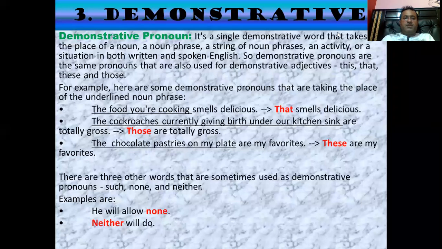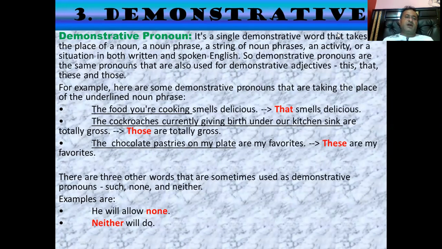Now there is often some confusion about what is a demonstrative pronoun and a demonstrative adjective. This arises from the fact that the same words are used for both, the most popular being this, that, these, and those. Basically, the only difference between the demonstrative pronoun and demonstrative adjective is that a demonstrative adjective modifies a noun and is followed by the noun, while a demonstrative pronoun replaces the noun.